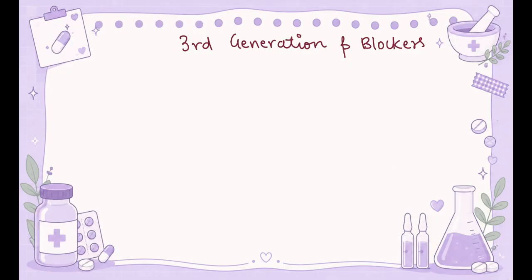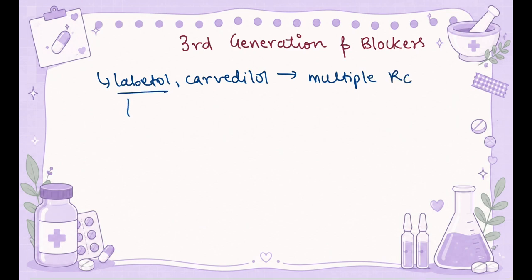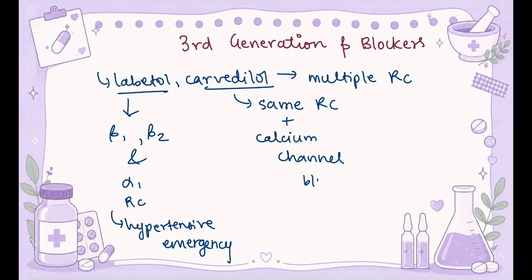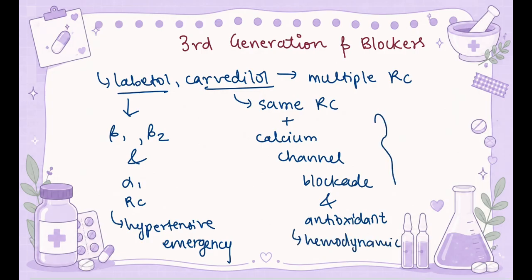The third generation offers unique dual-action agents. Drugs like labetalol and carvedilol block multiple receptor types simultaneously. Labetalol blocks beta-1, beta-2, and alpha-1 receptors. This makes it a primary tool for hypertensive emergencies. Carvedilol blocks those same receptors. However, it adds calcium channel blockade and antioxidant properties. This creates a distinct hemodynamic profile. It makes carvedilol exceptionally effective at protecting the heart in chronic heart failure.